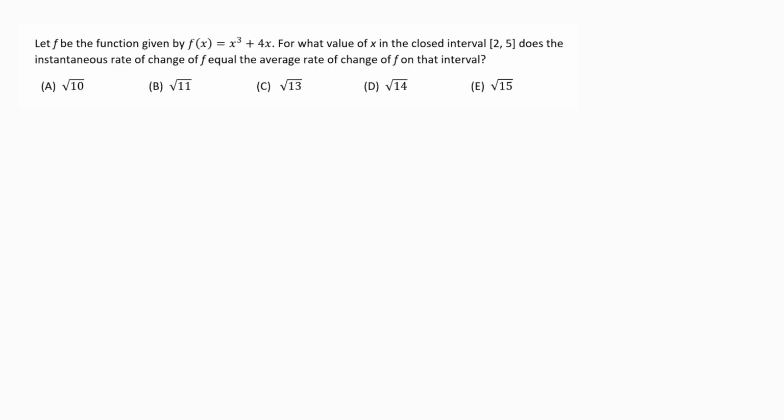This example is going to start us off with a function here. F of x equals x to the third plus 4x. And they want to know for what value of x inside this specific closed interval here, x equals 2 and x equals 5, does the instantaneous rate of change, that is fancy math talk for derivative, equal the average rate of change on the interval they gave us.